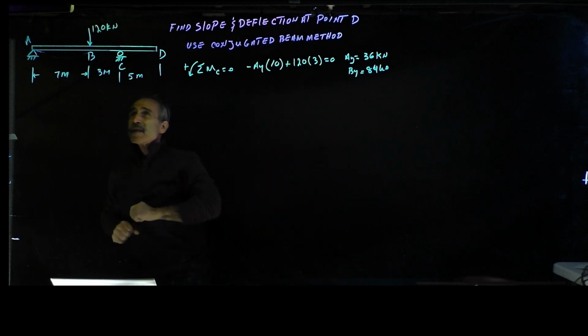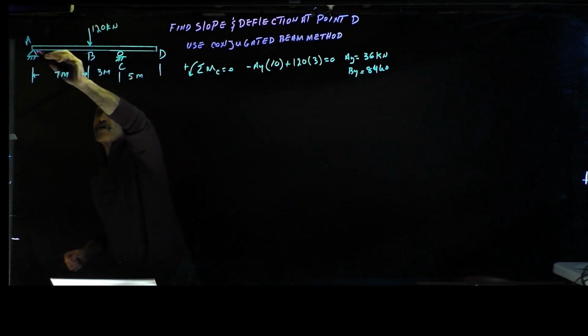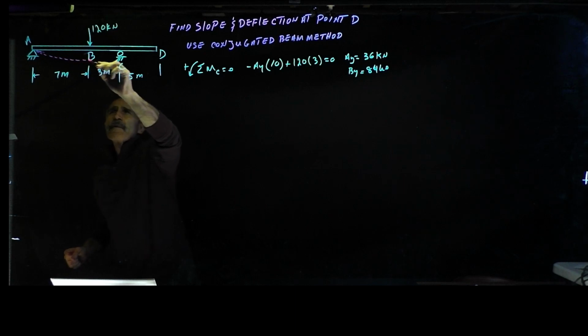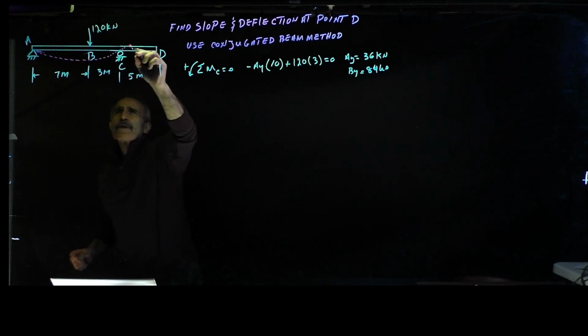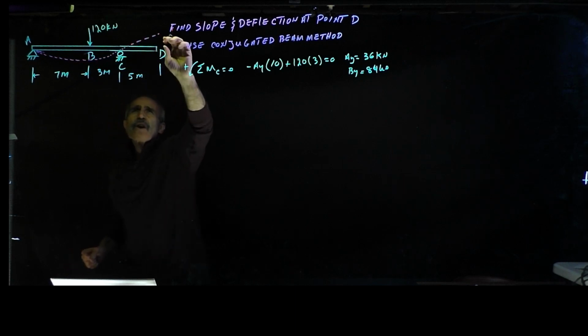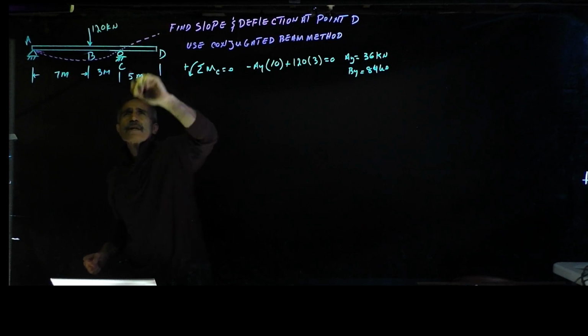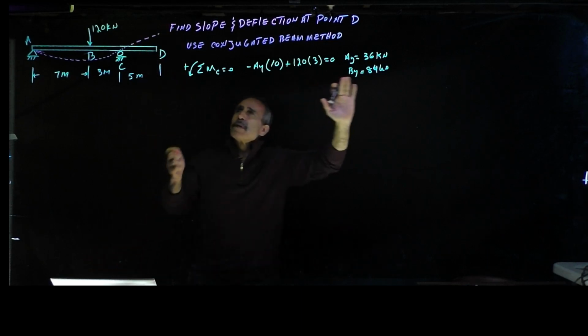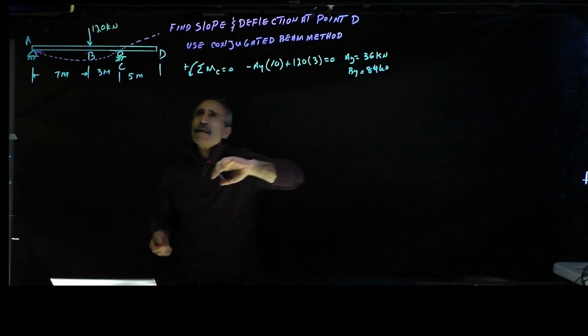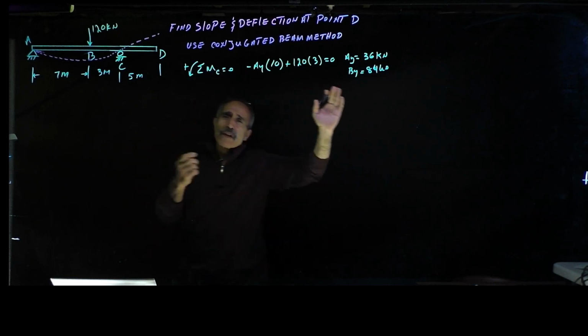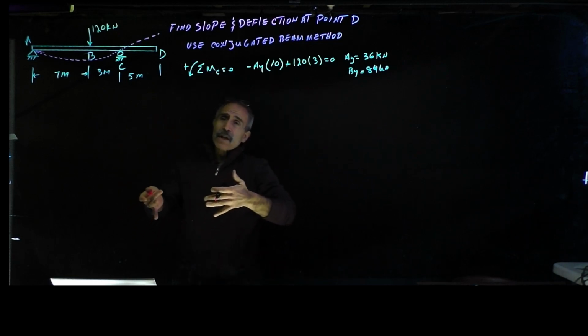What I mean by this: the real beam has a deflected shape like this, probably. It comes up like that, and it goes with the slope like that. So now I have a deflection here and a slope here. That will be the shear at this location and the moment at this location of the conjugated beam. But how are we going to produce a conjugated beam?